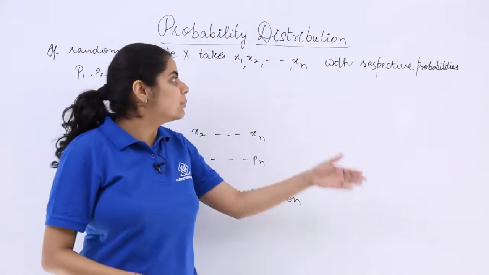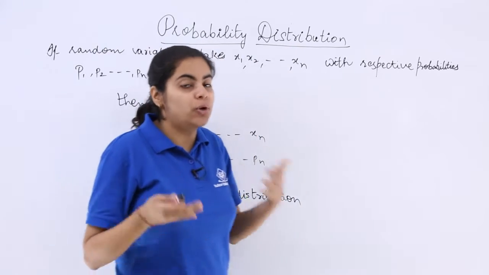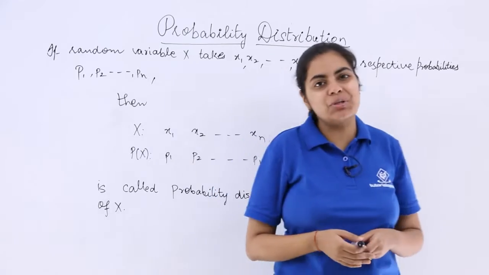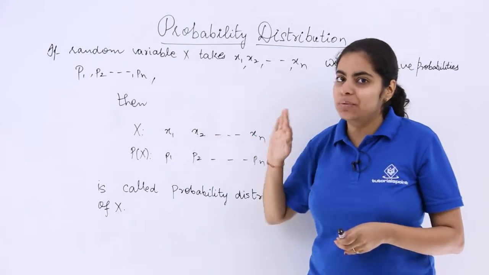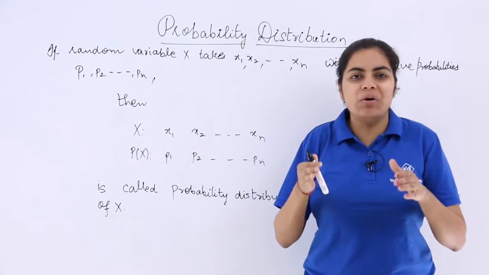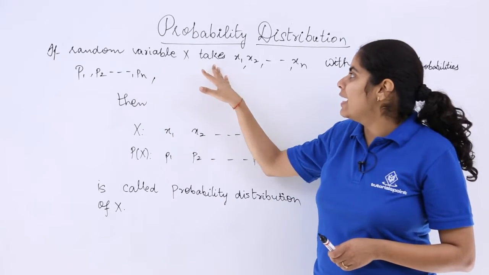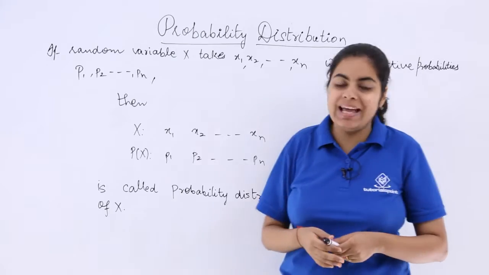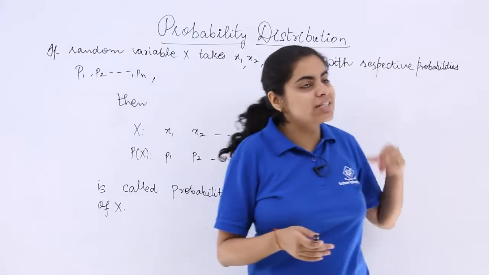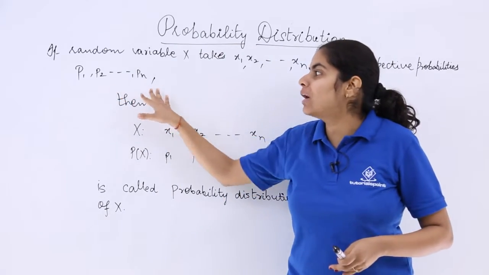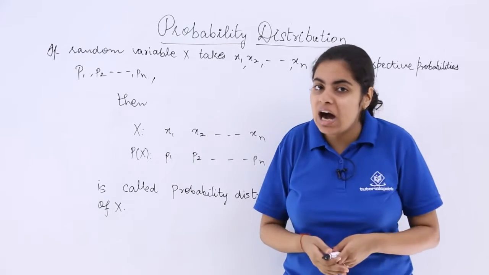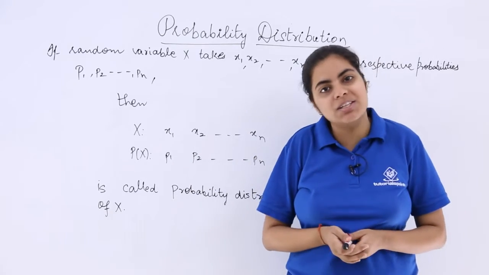Now what is probability distribution? So for probability distribution, we will have to study about the random variable. So please do watch the video on random variable which was taught previously. So if random variable x takes x1, x2 up till xn with respective probabilities p1, p2 up till pn, then how can we define the probability distribution?